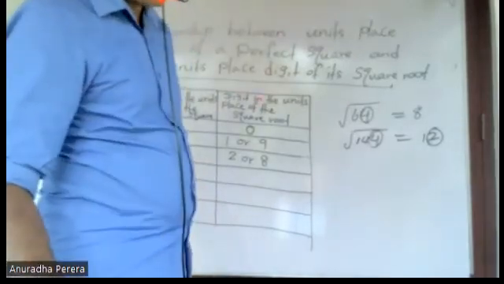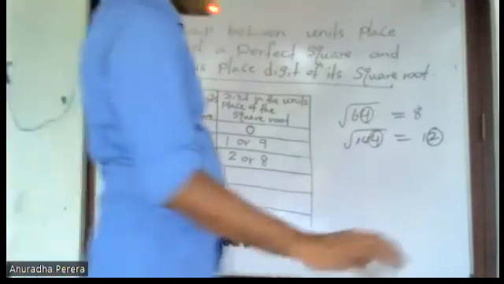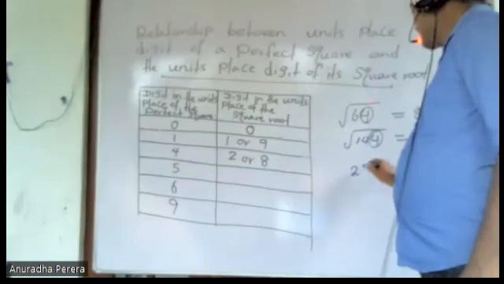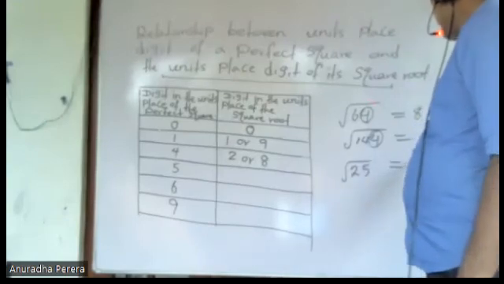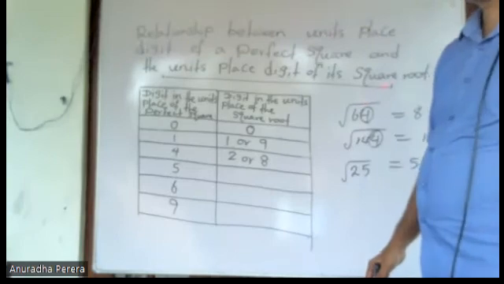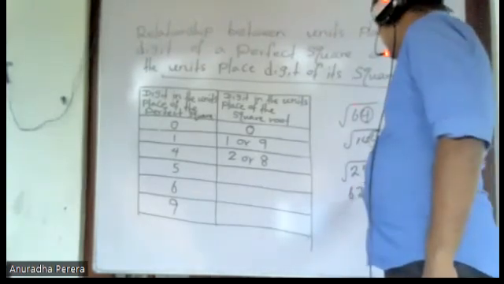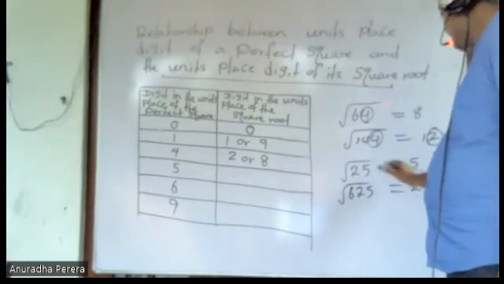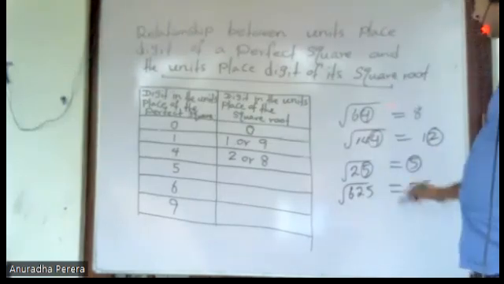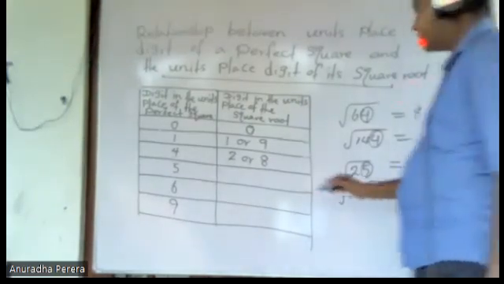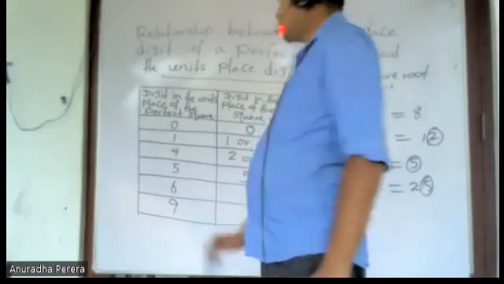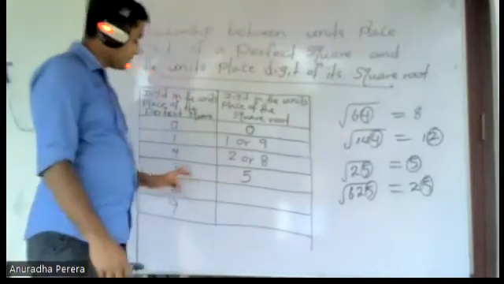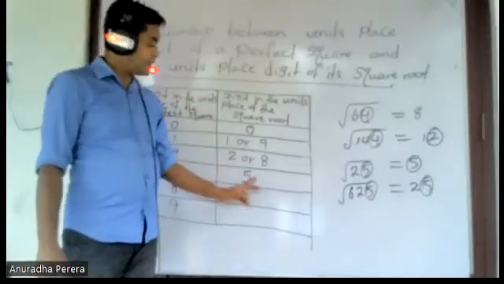And 5. Look at what happens when it is 5. When this one is 5, 25. What is the answer? 5. 625. We found it, 25. When the unit place of the perfect square is 5, definitely the unit place of the square root is also 5. Directly you can write it. You don't need to memorize these, children. We just need a general understanding, that's all. When this one is 5, the square root ends in 5.